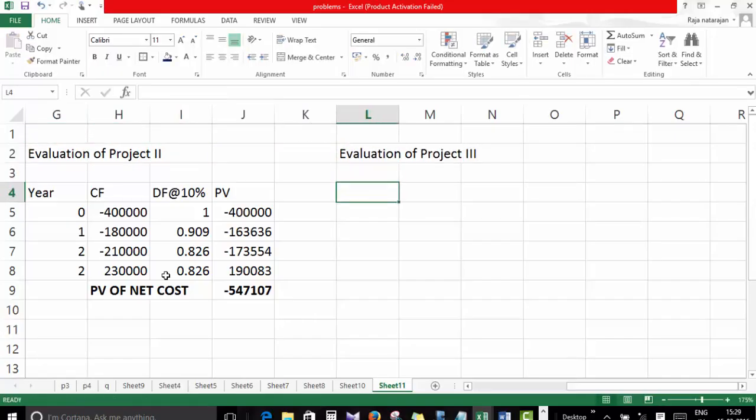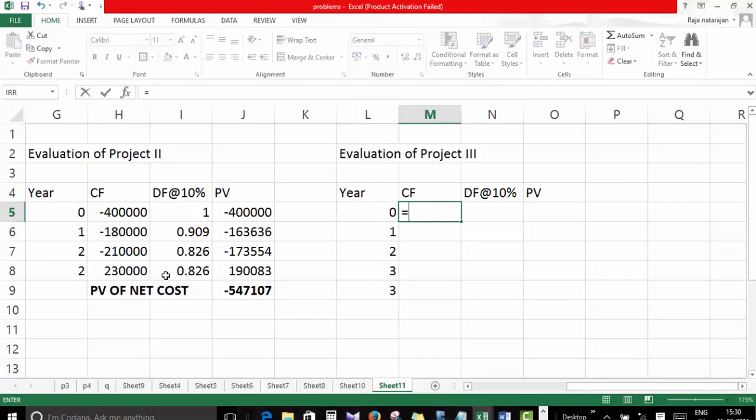Okay, so disposal will happen at the end of year 3. Let me capture this. Year, cash flow, discount factor, and PV. So it's going to be 0. The period is 1, 2. The disposal is going to happen at the end of year 3. So I have to incur operating cost in year 3. Then I'll get the salvage value at the end of year 3.